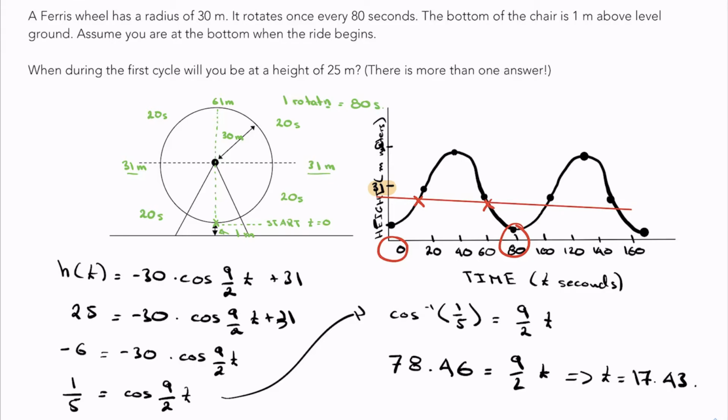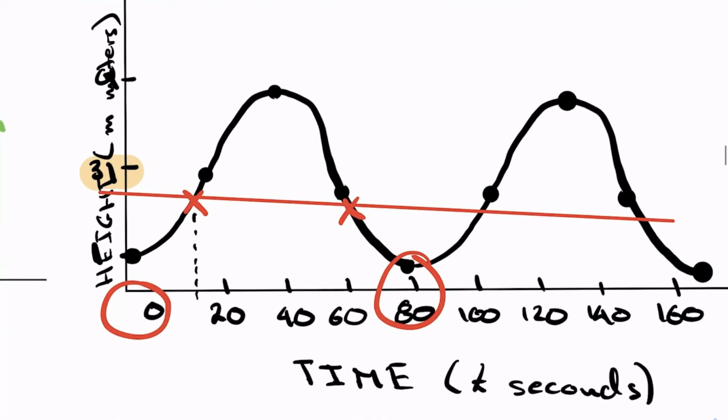17.43. Okay, so when is the rider 25 meters above the ground? Well, at exactly 17.43 seconds. And that looks like a valid answer. If I look in here, 17.43 is just below 20. And 20 is at this point here. Let me use a red. That's 20. And that's my first time.